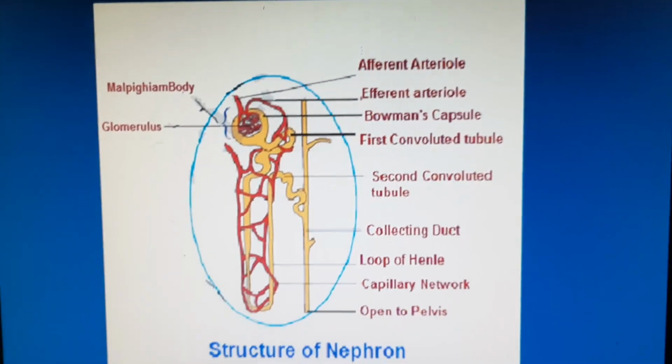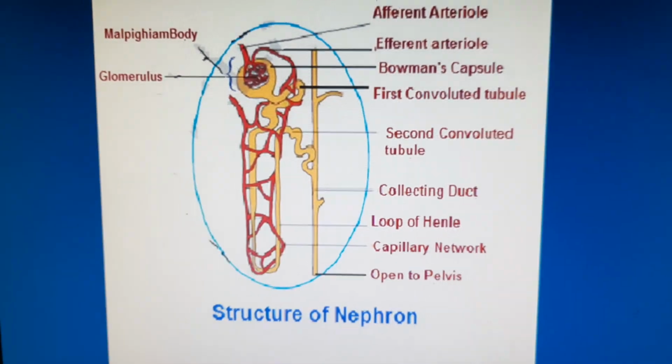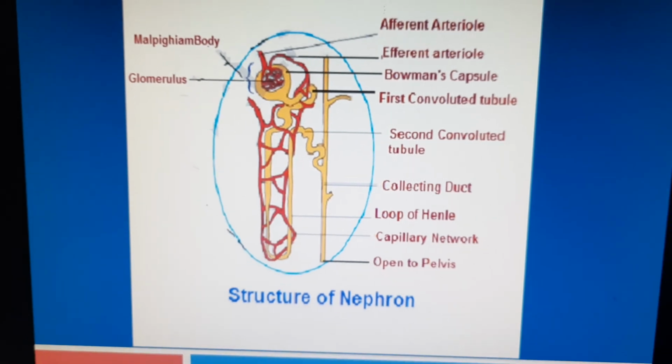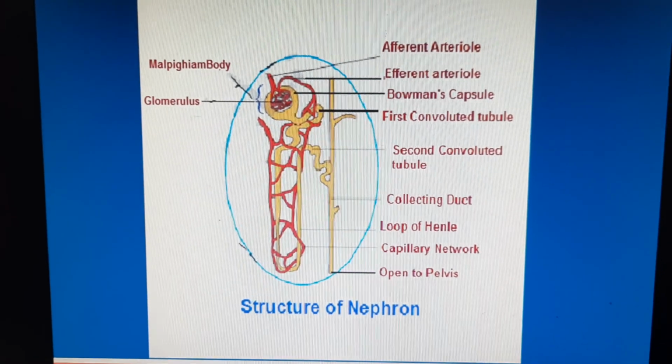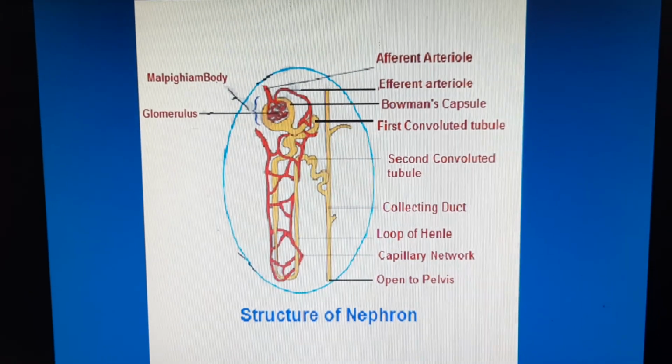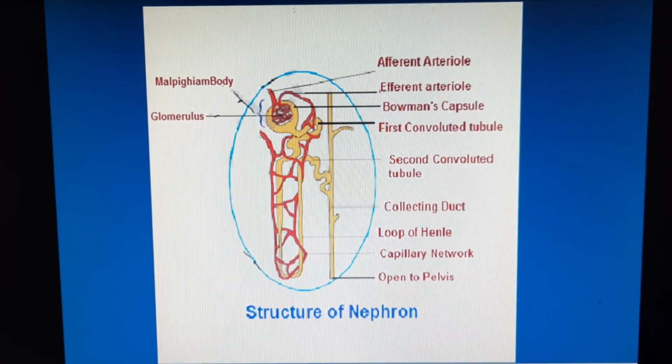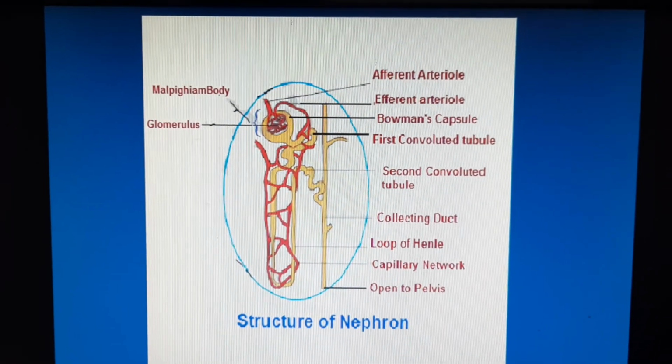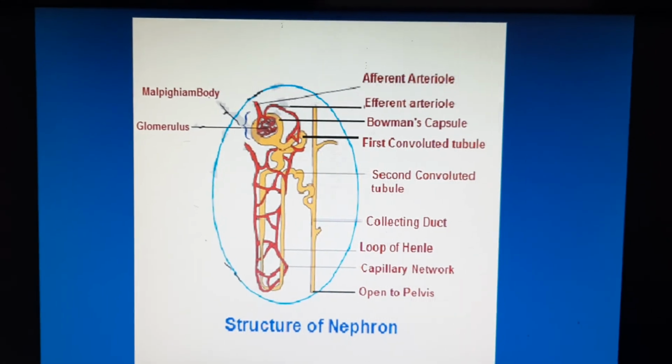With this, I hope we are clear with the structure of the nephron. It is a part of the kidney, and millions of nephrons are there. We have studied the structure of one nephron here. I wish it is clear.